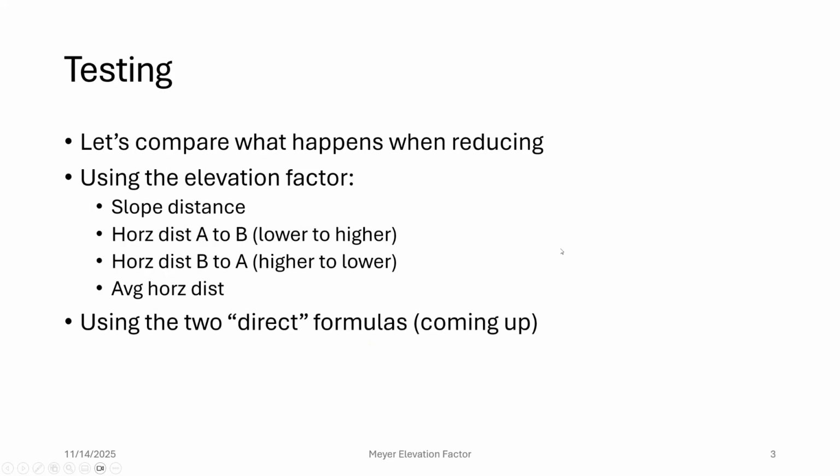Here are the things we're going to do. Using the elevation factor, we'll reduce the slope distance itself, the horizontal distance from A to B. And really, the thing to know here is that in our testing, A is always lower than B. Then we'll also test going from B to A. Those are different. And the average horizontal distance, the average of those two horizontals. And then the two direct formulas.